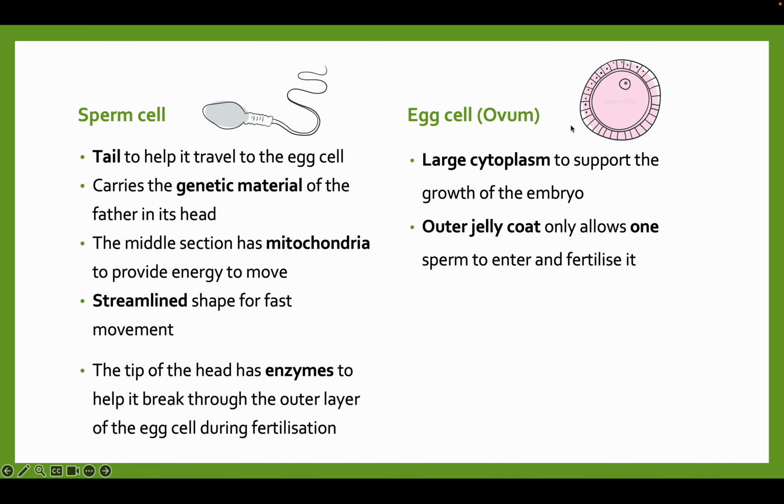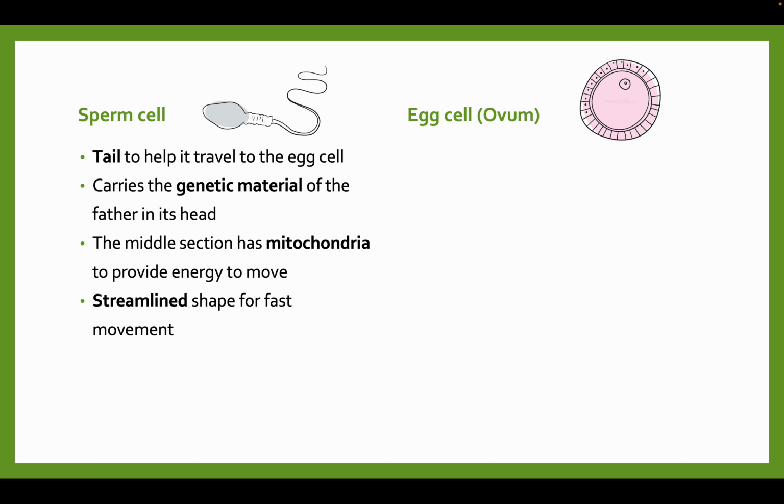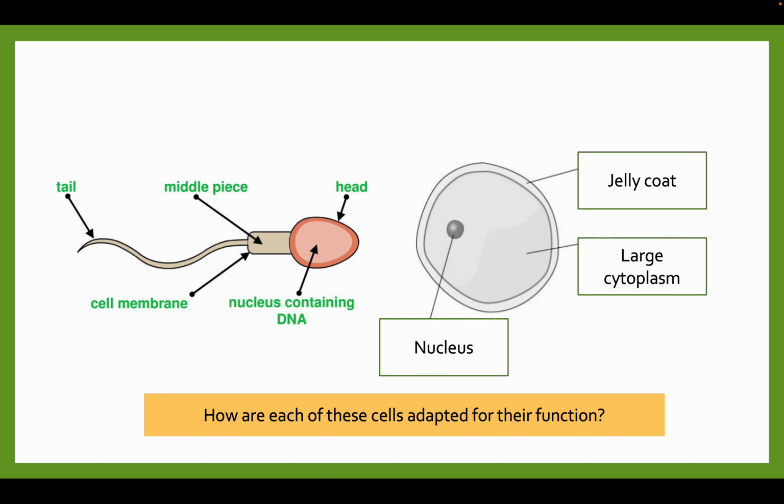It also has an outer jelly coat, and it only allows one sperm to enter and fertilize it. So once a sperm enters, it's going to harden so that no new sperms can enter, so that only one sperm meets with one ovum. It carries the genetic material of the mother. So these two combine to create a new baby, half-half. And we looked at this in the previous video. And that's pretty much all you have to know about the male and female sex cells, gametes.